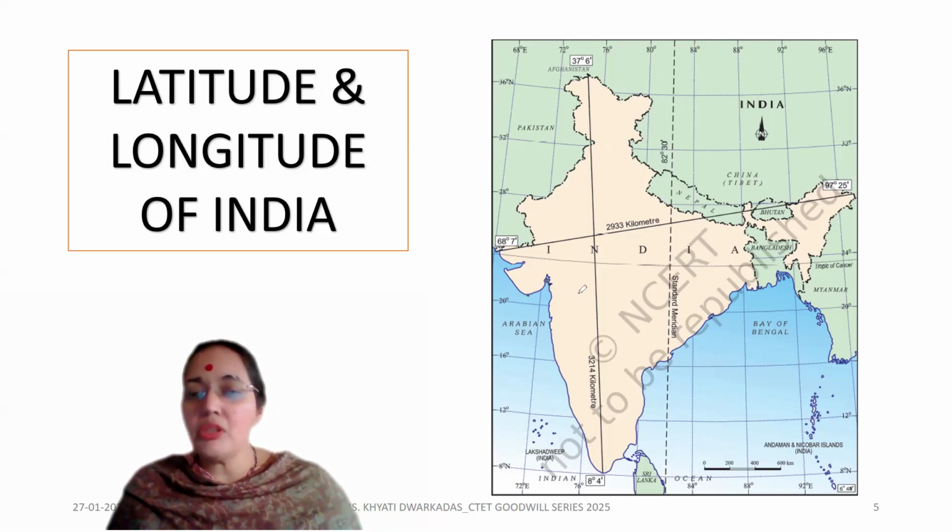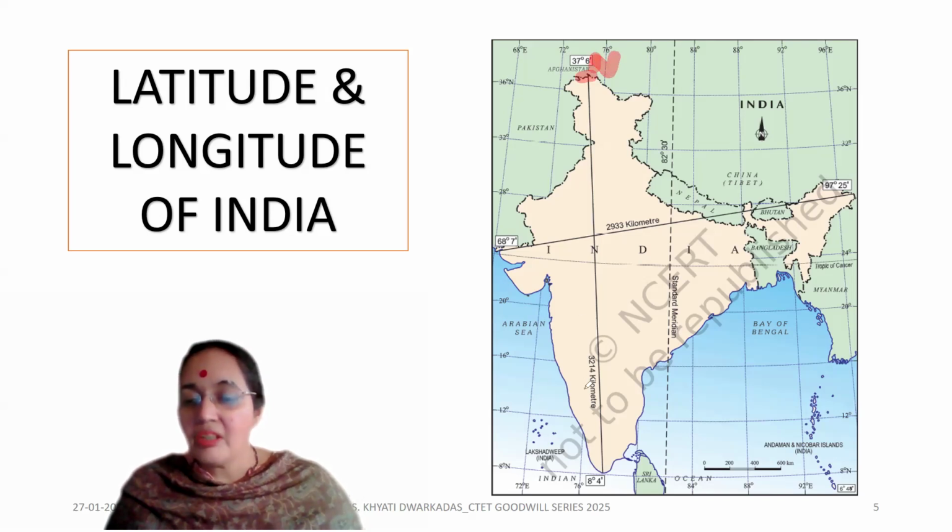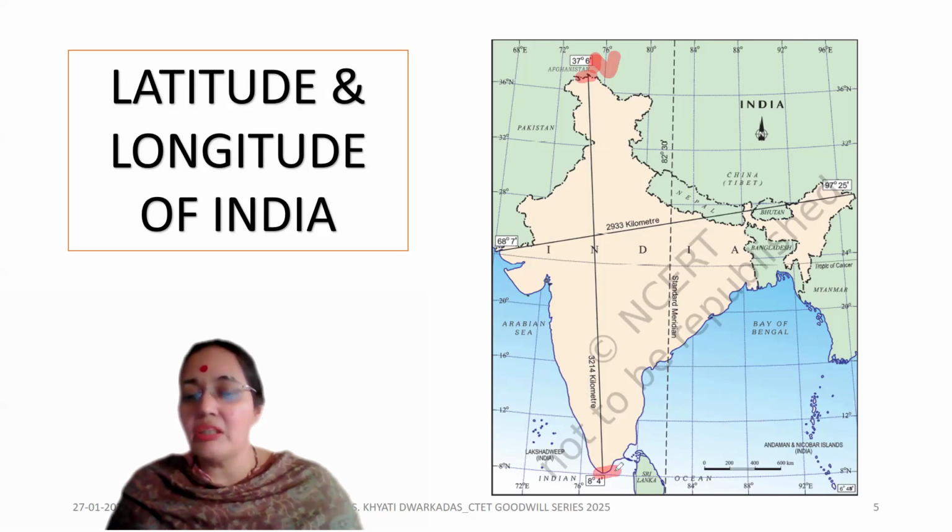Now the northernmost latitude of India is over here at 37.6 degrees north. Always remember the alphabet has to be written for the latitude to be correct. So the direction here is north. The southernmost latitude of India is 8 degrees 4 minutes north, which you are able to see here. Again, the alphabet has to be written. So 8 degrees 4 minutes and the alphabet is north.